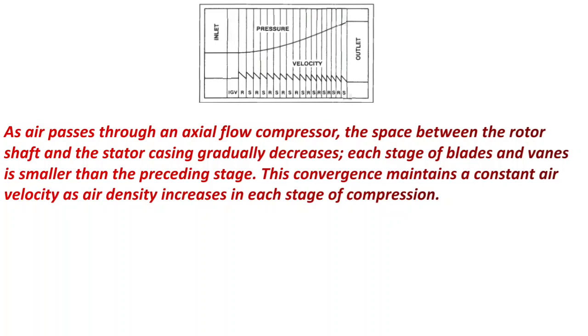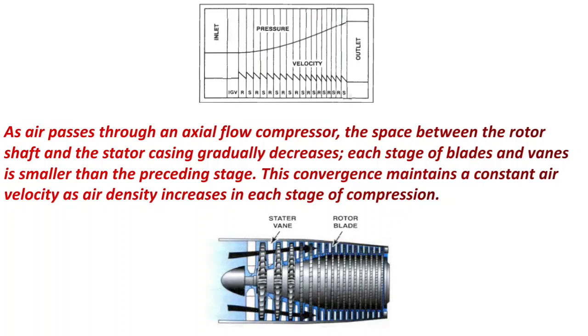As air passes through an axial flow compressor, the space between the rotor shaft and the stator casing gradually decreases. Each stage of blades and vanes is smaller than the preceding one. So, these convergences maintain a constant air velocity as air density increases in each stage of compression. Now, have a look at this picture. You will see here the space between the rotor shaft and the stator casing gradually decreases. So due to this convergent shape, it is easy to maintain a constant air velocity as air density increases.